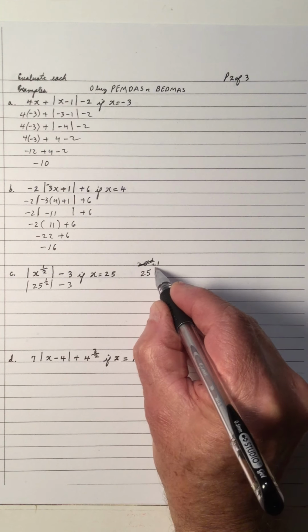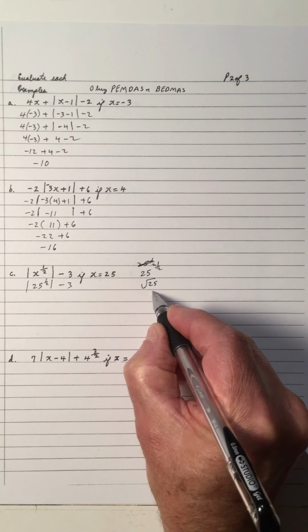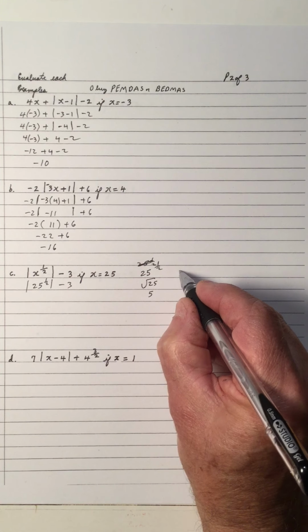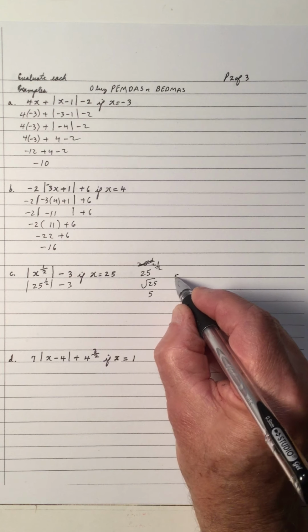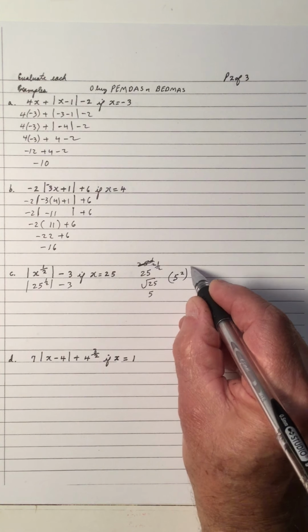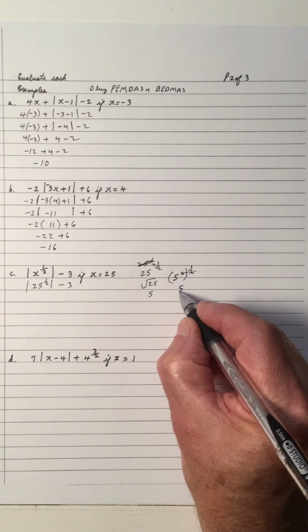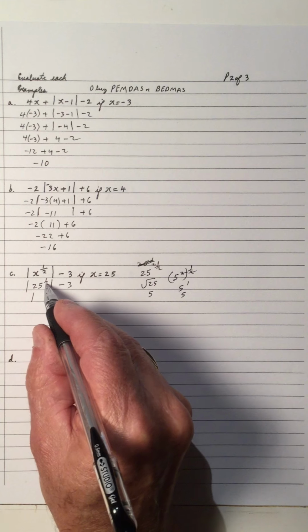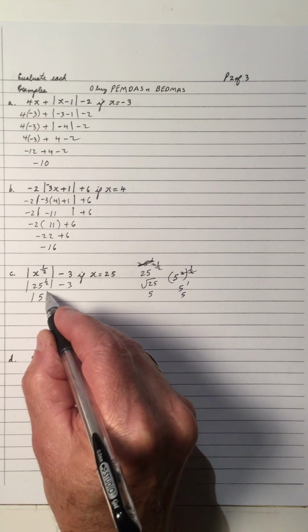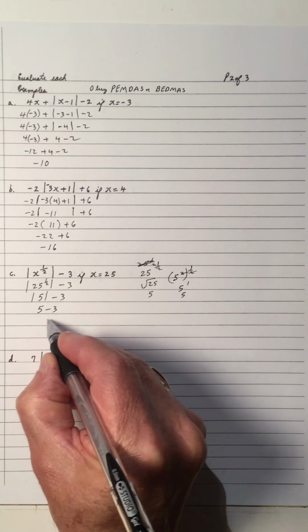is the square root of 25, which is 5. Or if you want, 25 is 5 squared, to the 1/2. And with a power of a power, we multiply, they cancel, that's 5 to the 1, which is 5. Either way, 25 to the 1/2 is 5. Absolute value of 5 is 5, minus 3, so we get a 2.